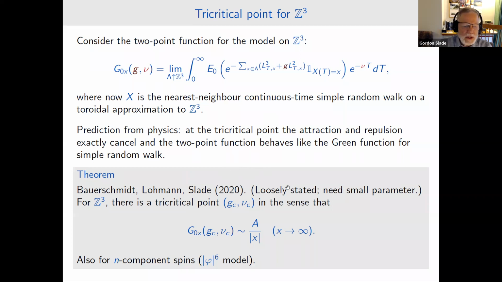And I'm just going to state it loosely, but it says that for Z3, there is a tricritical point in the sense that at that point, if you choose G and nu correctly, this two-point function up here in infinite volume decays with X like the Laplacian. So it's asymptotically some amplitude divided by X to the D minus 2, with D equals 3. So it's 1 over X. And in fact, this theorem holds much more generally for n-component spins for a phi to the 6th model. So I like this theorem.